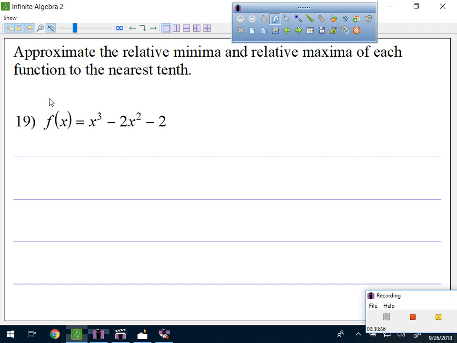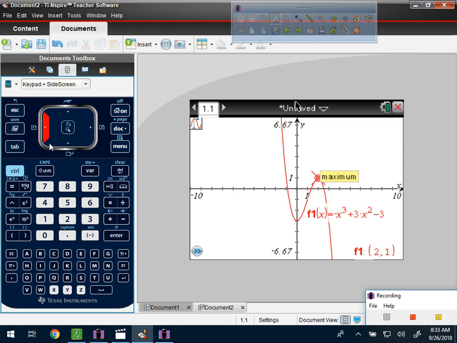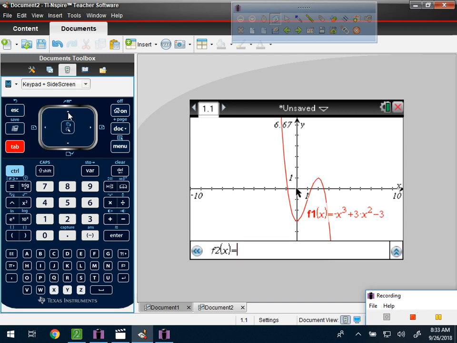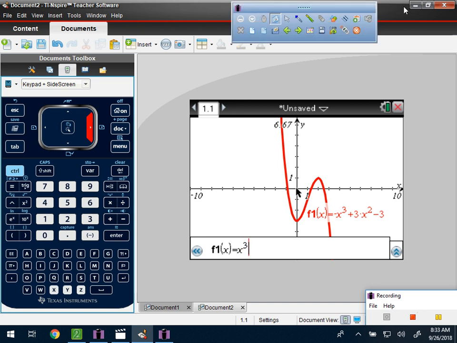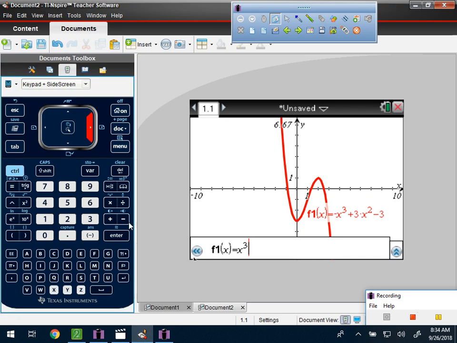All right, so here's what we do. We're going to use our graphing calculator. So x cubed minus 2x squared minus 2x. I'm going to type that in the calculator. I'm just going to hit tab, and then I'm going to clear this out. So x cubed minus 2x squared minus 2. And so here's what the function would look like, just like that.